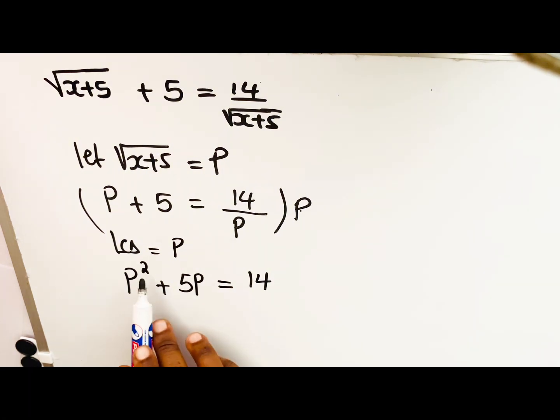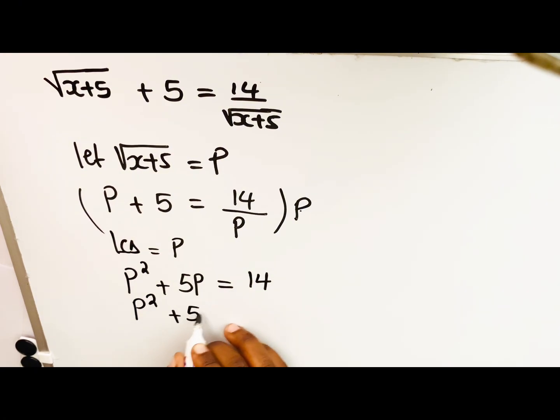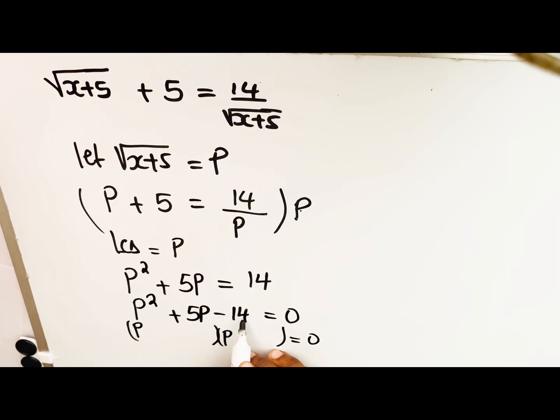Now it looks like a quadratic, as the highest exponent is 2, so it must be equated to 0. We subtract 14 from both sides, so we'll have p^2 + 5p - 14 = 0. Look for the factors of the equation, whereby the factors of p^2 are p and p. For the factors of negative 14 that will give us a sum of positive 5, they are 7 and 2. Since the 5 is positive, the bigger number must be positive and the smaller negative. Then we can say (p - 2) = 0 or (p + 7) = 0.